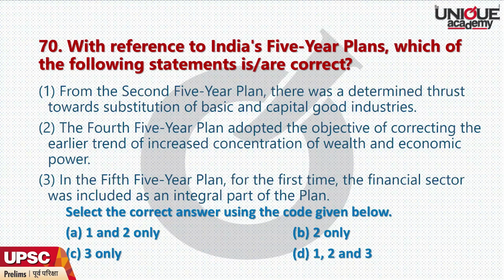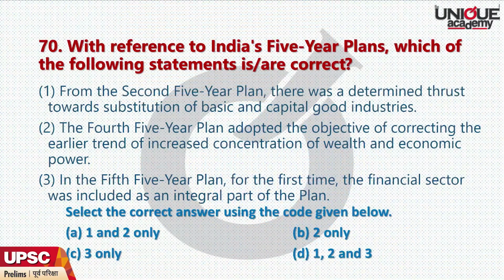Now, in the fifth five-year plan, for the first time, the financial sector was included as an integral part of the plan. Now, see, it says for the fifth five-year plan, the financial sector was included. Before this, the LIC, Life Insurance Corporation of India, was set up way back, I think around 1958 or so. Now, if you're talking about the bank nationalization, it happened around the fourth plan period.